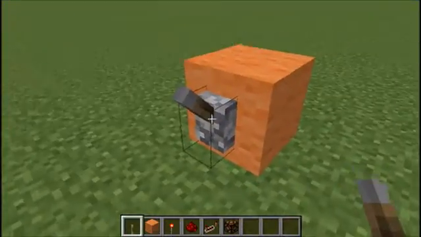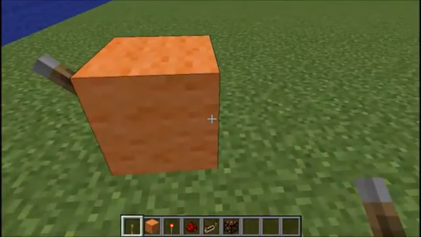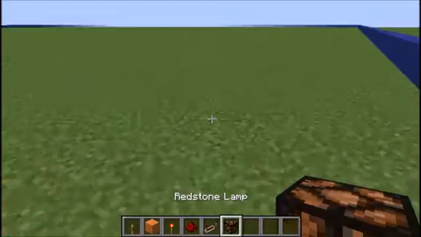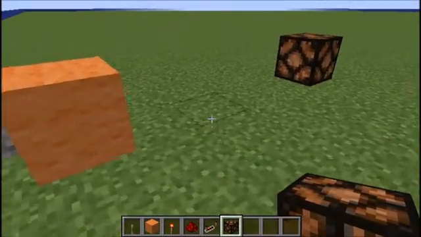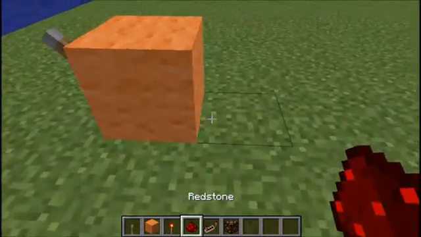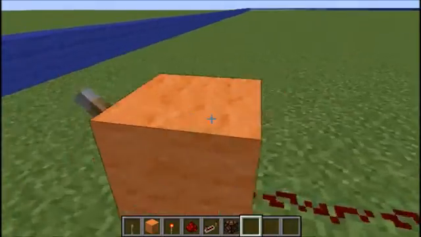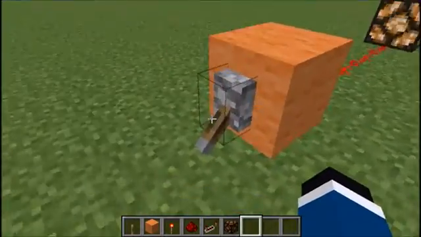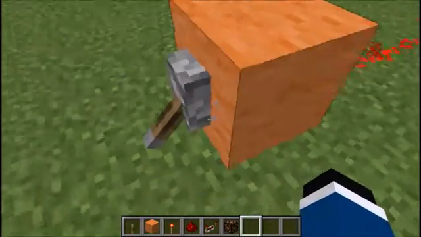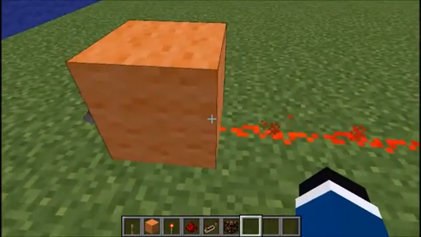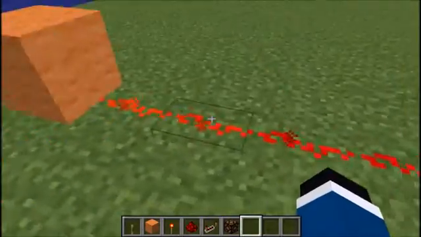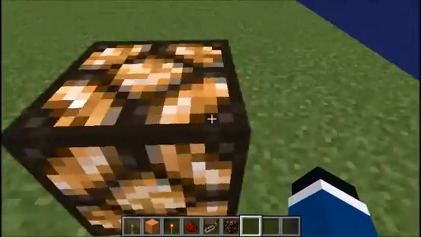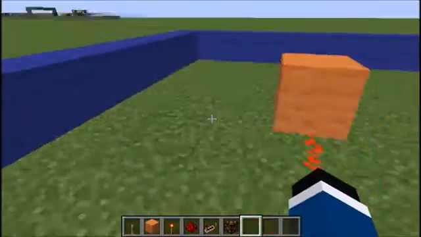You have a lever going into this block, and you're like, okay, I want it to power this lamp. And you're like, well, how do I get it there? With redstone. So when you turn this on, it turns the lamp on. And how that works is the lever is sending power into the block, and the block is sending power to the redstone. And that sends power to the lamp.